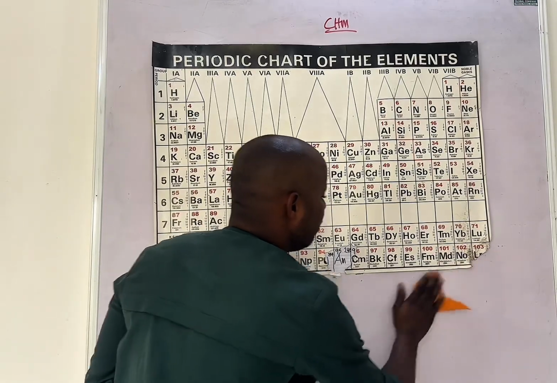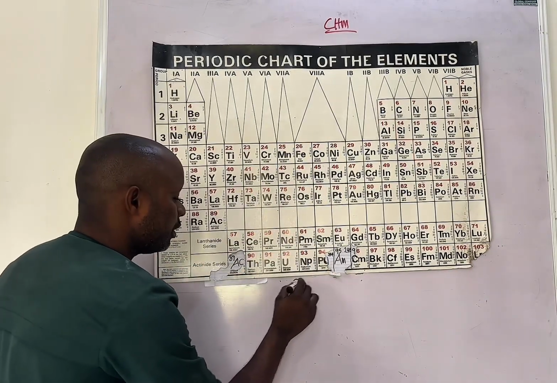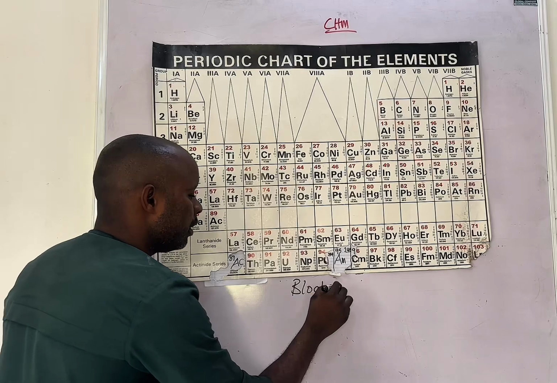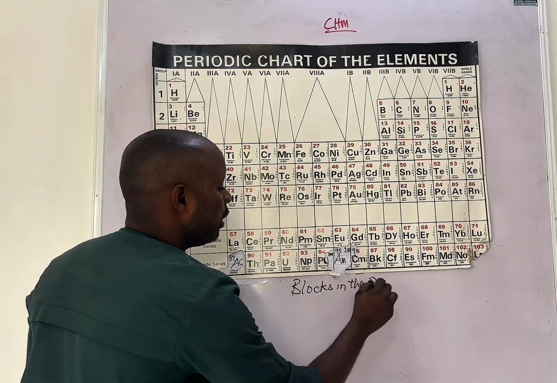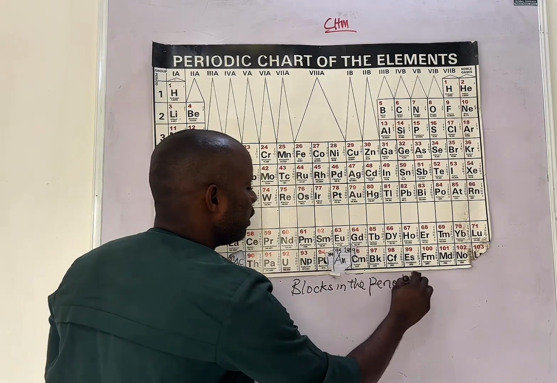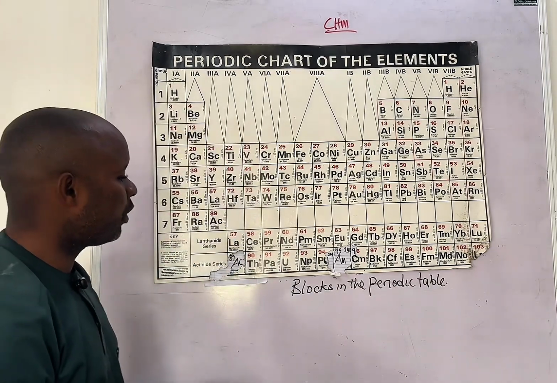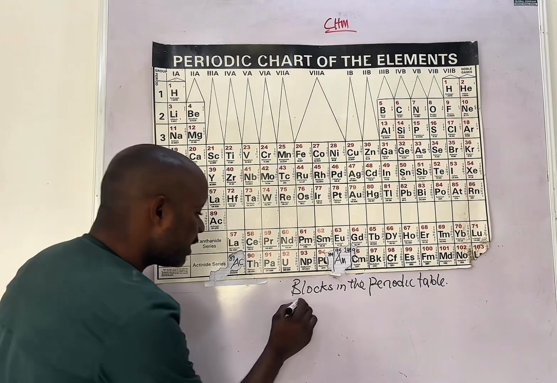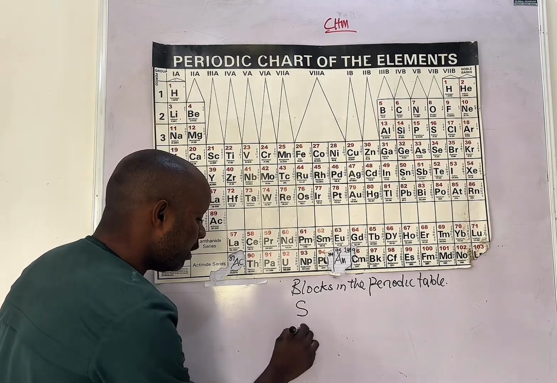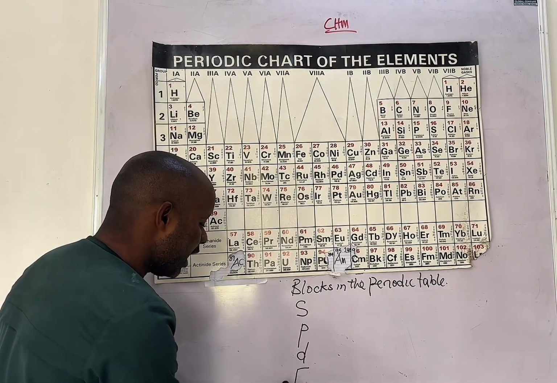The blocks in the periodic table. So the blocks in the periodic table, we have the S block, we have the P block, we have the D block, and the F block.